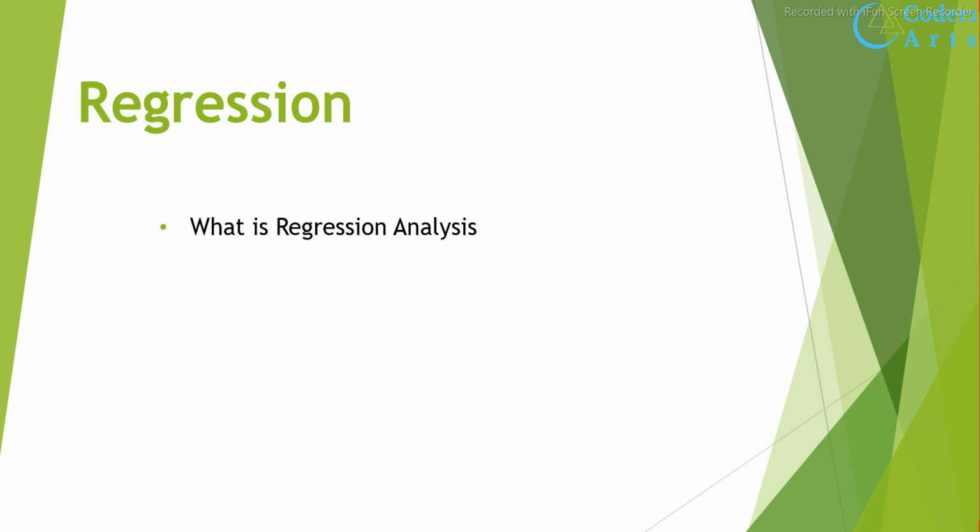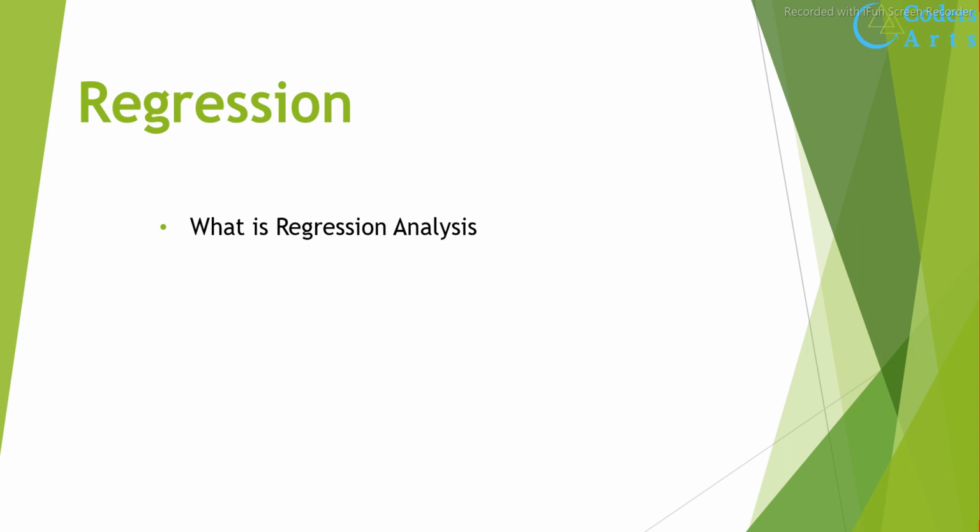So let's start. In simple words, regression analysis is the statistical technique that helps us to analyze the relationship between two variables, dependent variable and independent variable. This technique can be used to identify trends in the data and to predict future values of the dependent variable.